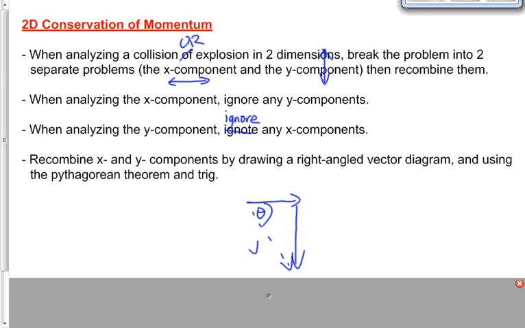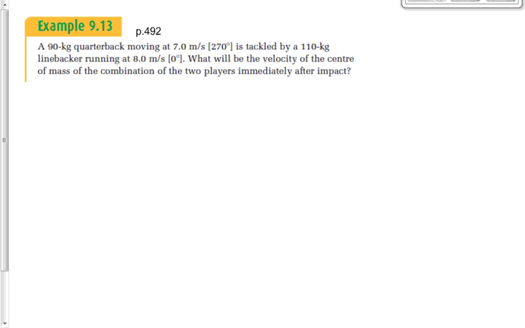So let's take a look at a problem here, okay? Page 492. It says a 90-kilogram quarterback is moving at 7 meters per second at 270 degrees, tackled by a 110-kilogram linebacker at 0 degrees. What's the velocity of the center of mass of the combination of the 2 players immediately after impact?